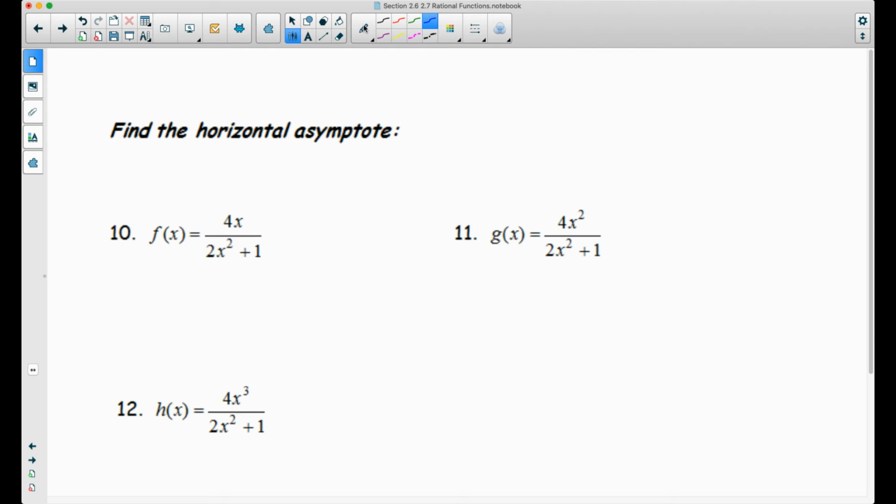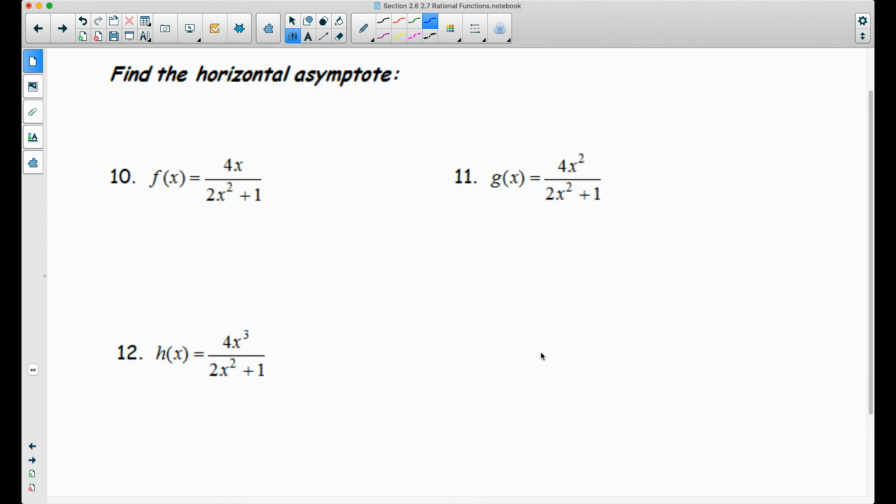All right. Let's look at some horizontal asymptotes. Go ahead and tell me my horizontal asymptotes for those 3.